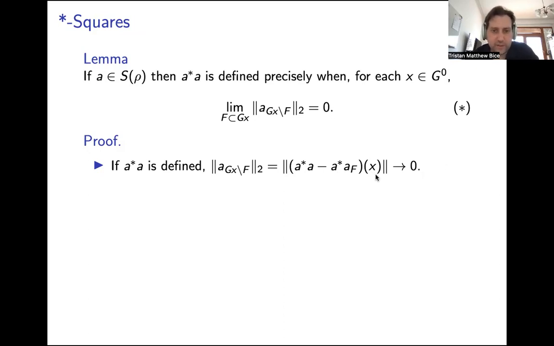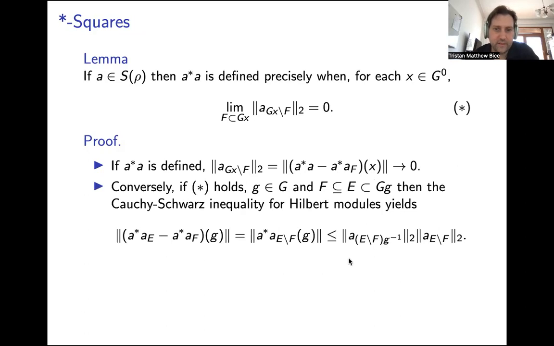The slightly more tricky part is to move from looking at units to looking at more general elements. So if we conversely assume that this star here is true, and we take some arbitrary element G now, so it doesn't have to be a unit, and we look at some finite subsets, F and E of G, big G, little g. So this is just the elements of the groupoid whose source is the same as the source of little g.